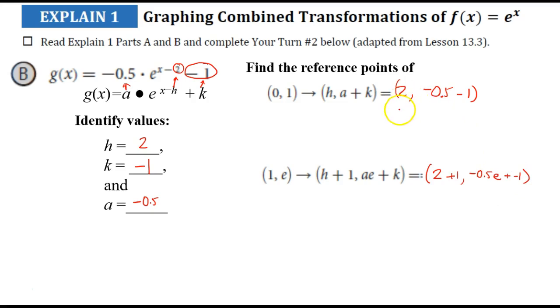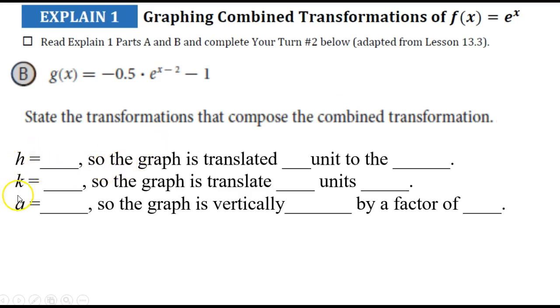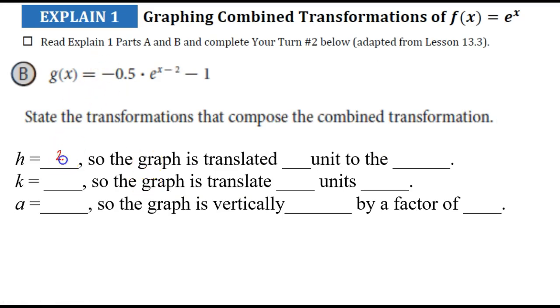So let's go ahead and take some time and simplify this out for this value here, and then for this value here and here. Okay? So if you calculated that out, that would be about negative 1.5. That would be about 3. And this would be about negative 1.3 plus a negative 1, which would end up being a negative 2.3. Alright, so we identified our values. We found our reference points. We are now going to write down our H, K, and A value. Our H value was 2, negative 1, and I believe the A was negative 0.5.